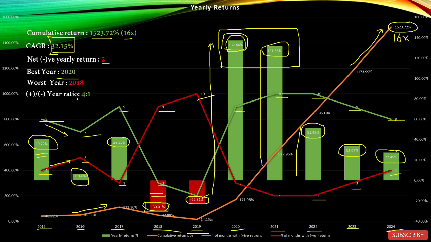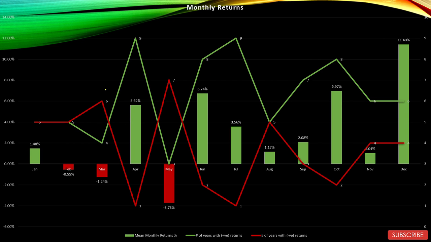Positive to negative year ratio is 4 to 1, quite a good number. So the yearly returns graph is quite impressive. Let's move on to the monthly returns graph.